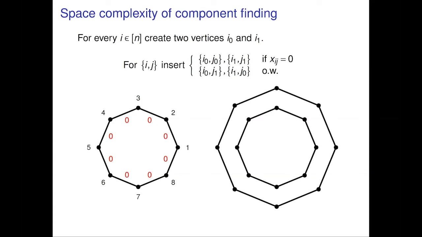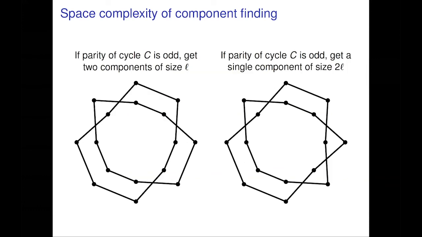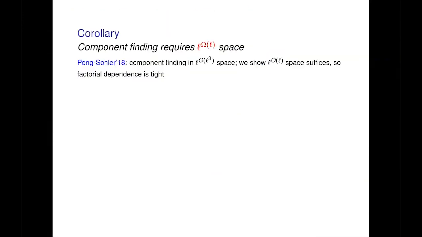So I claim that if the parity of the bits over the cycle is 0, then I get 2 disjoint cycles of length L. Otherwise, I get 1 cycle of length 2L. And indeed, it is true by observation on the slide when all the bits in streaming cycles are 0. If we flip 1 bit, then the 2 cycles on the right merge, and this stays true for any setting of bits. Okay, great. Good. So this is my reduction.